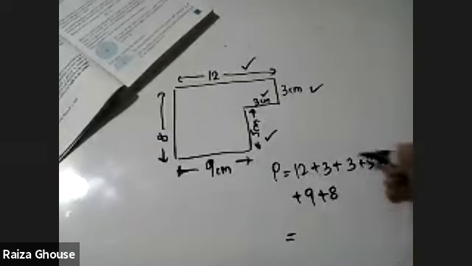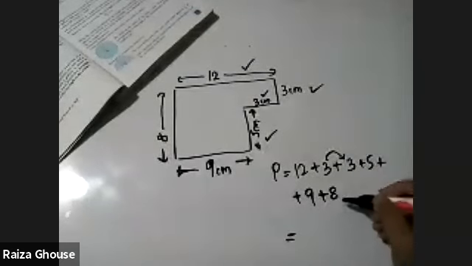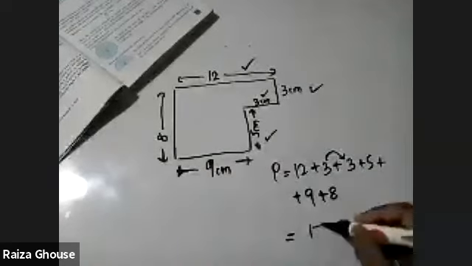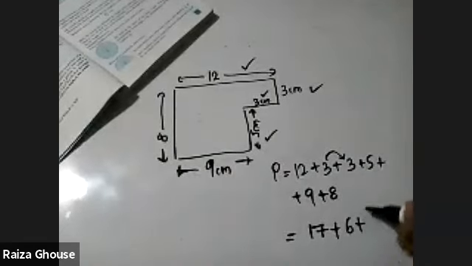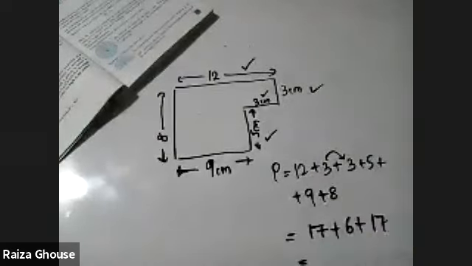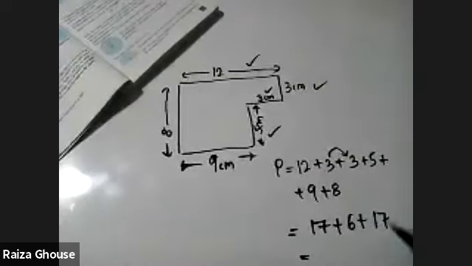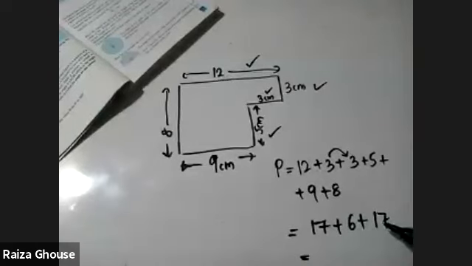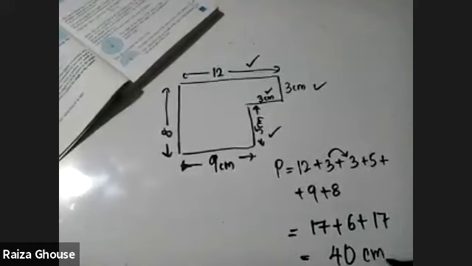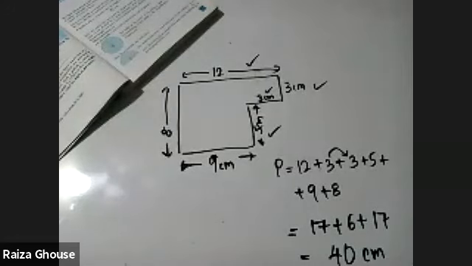We'll add it now. 8 plus 8, 16. 16 plus 1, 17. 17 plus 6 plus 5 plus 12. So you are getting the answer. What is the answer here? If you add, you get 40. 40 centimeter will be the answer. Did you understand? Right? Yeah, okay.